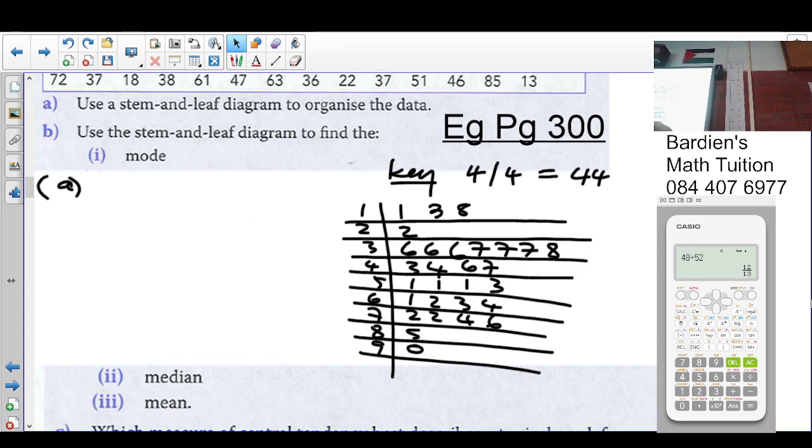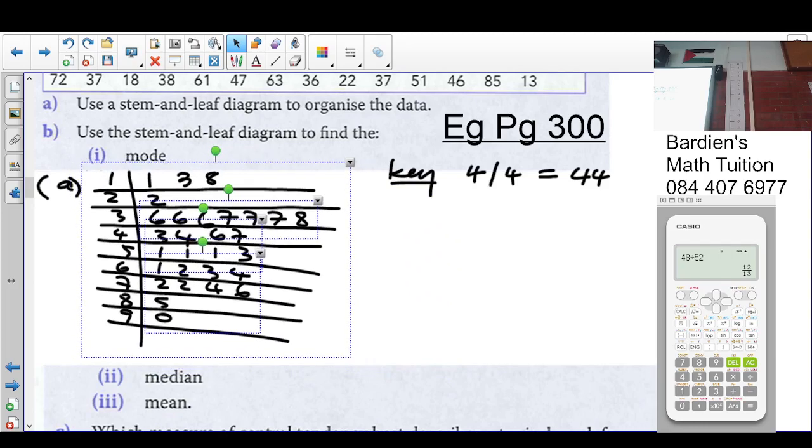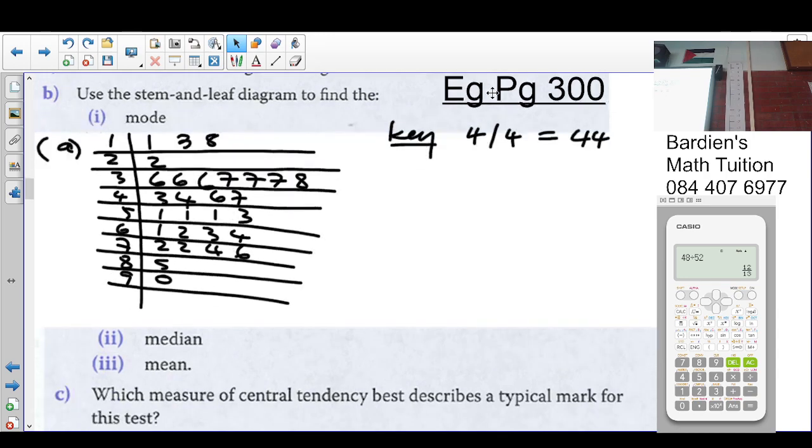I count 1, 2, 3, 4, 5, 6, 7, 8, 9, 10, 20, 30, 40, 50, 60, 70, 80, 90, 21, 22, 23, 24, 25, 26, 27, 28, 29. So yes, I got 29 numbers. That is just to ensure that I didn't leave a number out or make a mistake or any of the sort. Okay. So the question in B says, use the stem and leaf diagram to find the mode.